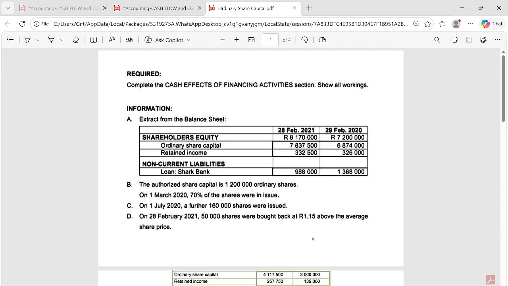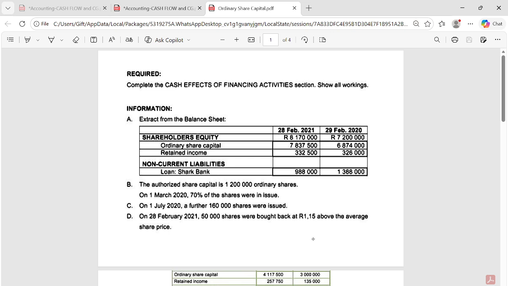They're saying that we are given the balance sheet, meaning this is our ordinary share capital, the balance at the beginning and the balance at the end. We have authorized share capital of 1,200,000. Remember, authorized share capital is not issued share capital. It is the total shares the company can issue for this financial period, so they have not yet issued these shares. On the 1st of March 2020, at the beginning, they issued 70% of the shares.